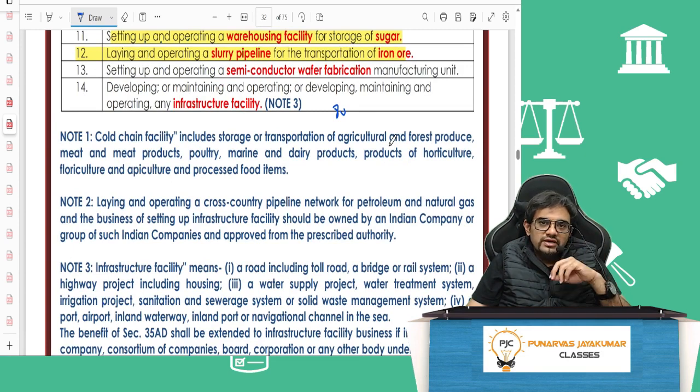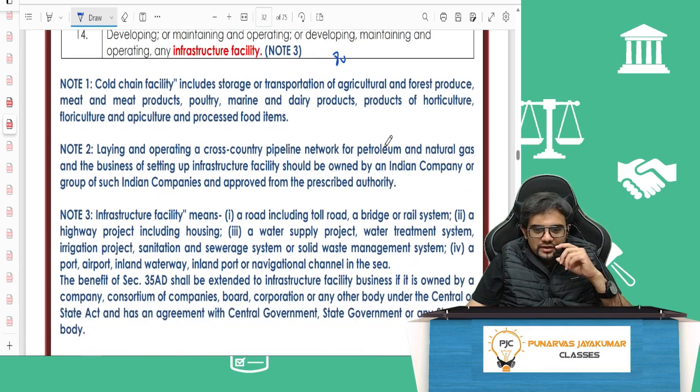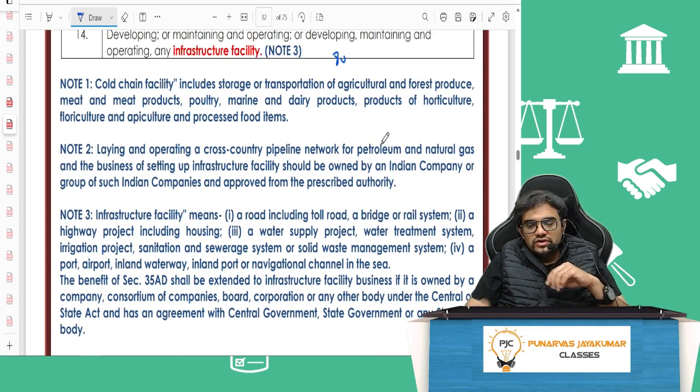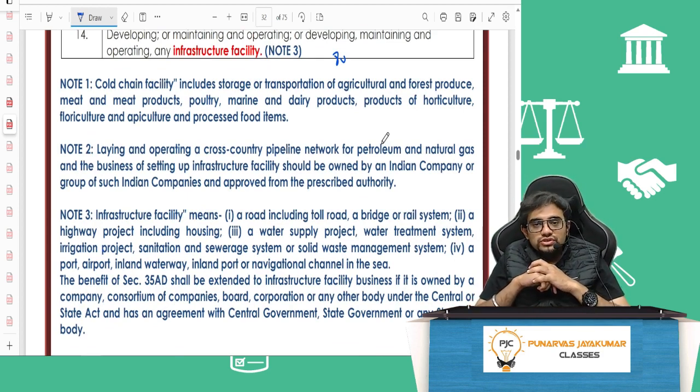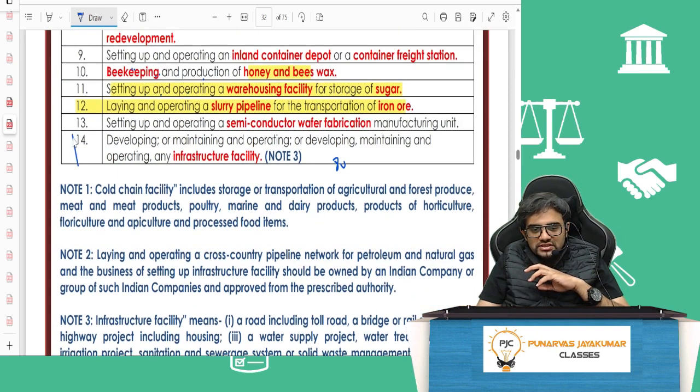What about meat and meat products? Yes. What about dairy products? Yes. Marine? Yes. Everything will come. Laying and operating a cross-country pipeline will also be covered, and should be owned by an Indian company. So a foreign company is not allowed, or it can be a consortium of Indian companies as well. Now, infrastructure facility, as I told you, the last point, which was actually inserted because of political pressure, or rather business, capitalistic pressure on politics, so to speak.